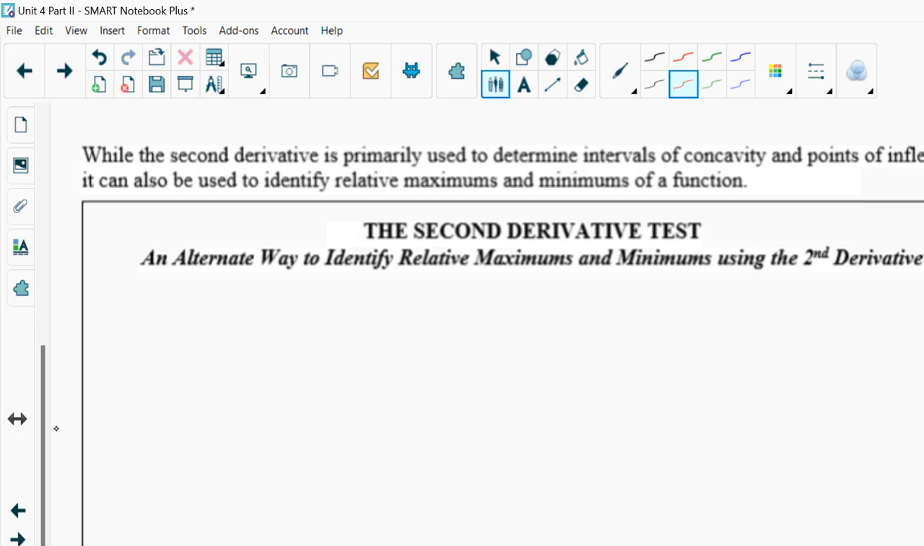The first derivative test is what we did yesterday. When we find the first derivative and we set it equal to 0, and we check the numbers to see if it changes from positive to negative or negative to positive, that's how we find maxes and mins, okay? That's what I'm going to go to always to find maxes and mins. But there is a way that you can use the second derivative to find maxes and mins.